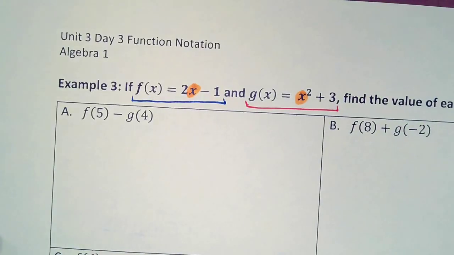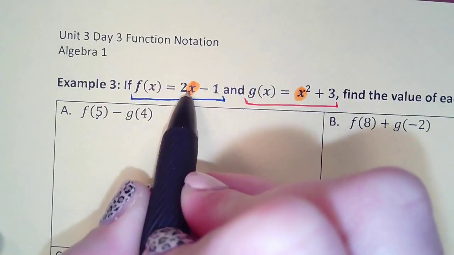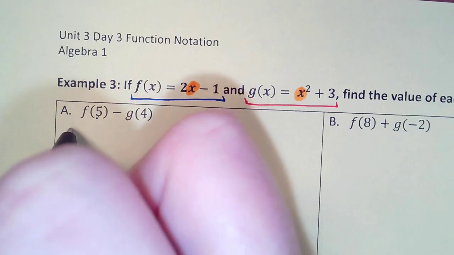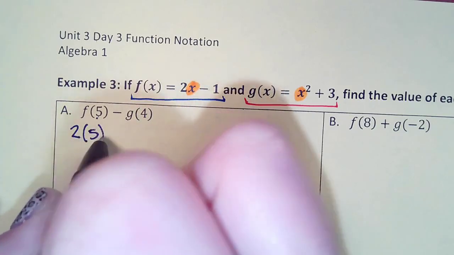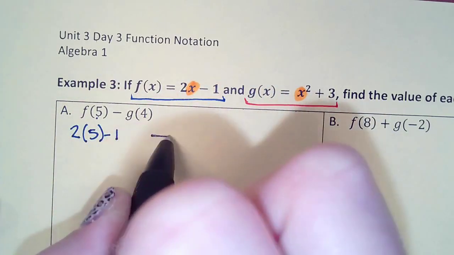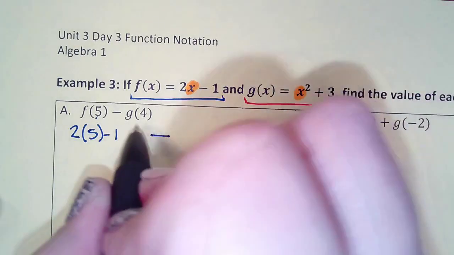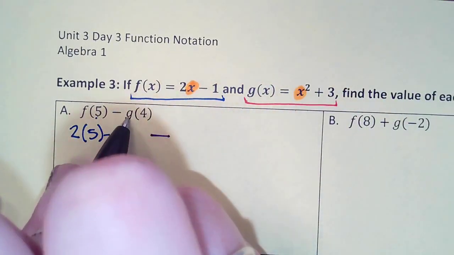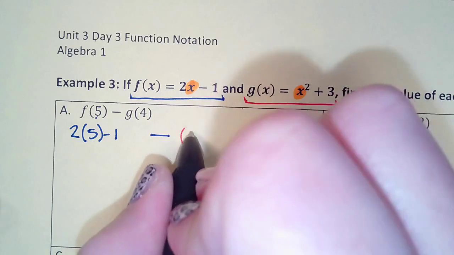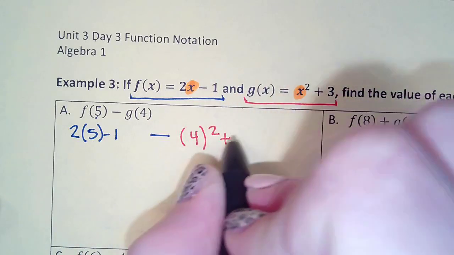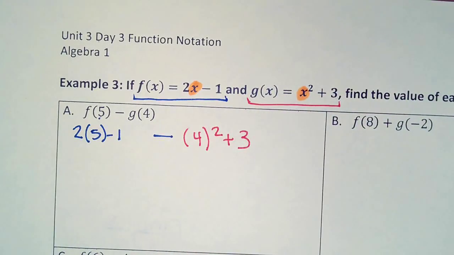So our first equation is f of x. So I'm going to plug in x into my blue equation. So 2 times 5 minus 1 minus our g of x. So we're plugging in 4 into the g function. So 4 squared plus 3. Now we need to simplify them both individually.